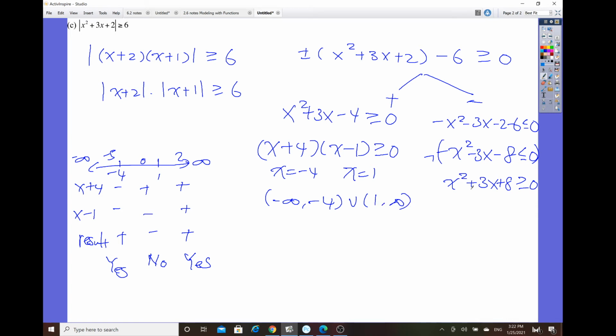Now, what about this one? Well, for this one you want to use the quadratic formula to find the possible zeros first. So x equals negative b, negative 3, plus or minus the square root of 9 minus 4ac. So 4 times 1 times 8, so 9 minus 32, which is negative 23, all over 2. So this gives you negative 3 over 2 plus or minus root 23 over 2i. So this one is going to be in the complex number field, so there's no need to worry about that, because it's an imaginary number. That means the real solution will be from negative infinity to negative 4, and then 1 to infinity.